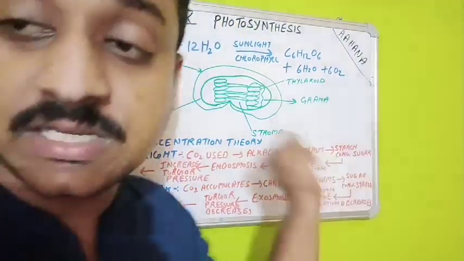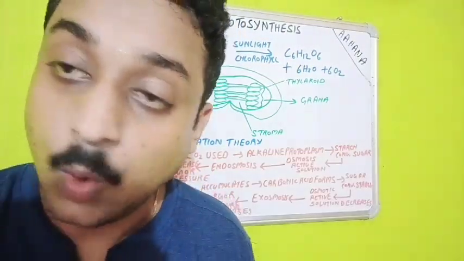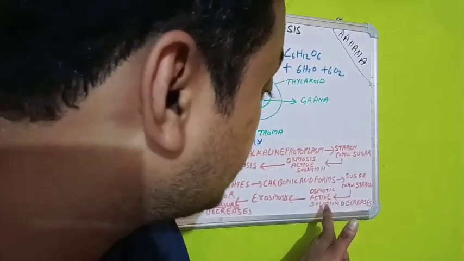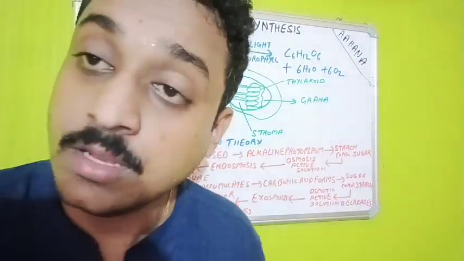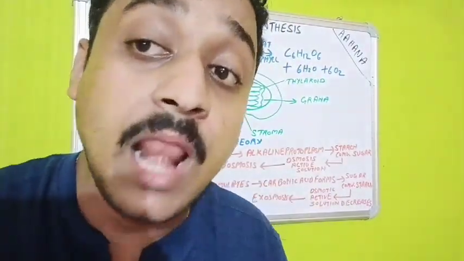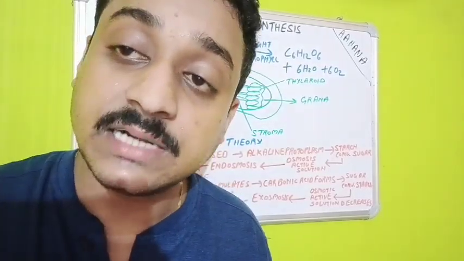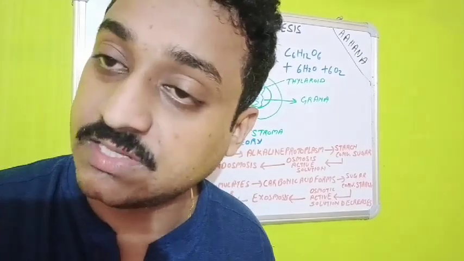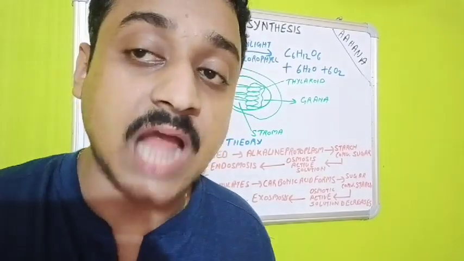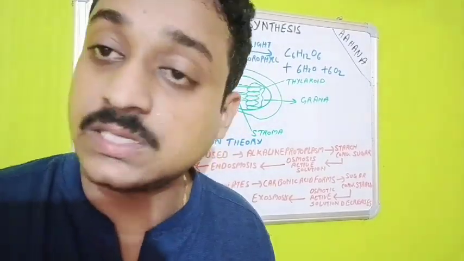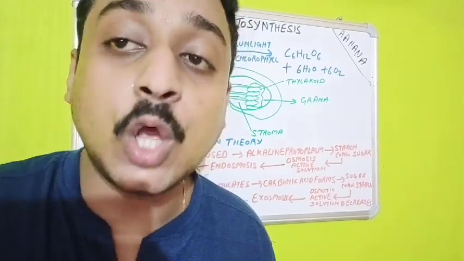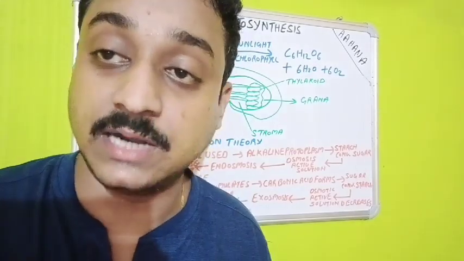Now when sugar is converted to starch, what happens? The osmotic active solution decreases. Means it is now no more solubilizing. It is now no more solubilizing in the guard cells. Means in the guard cell the water is there, and since the starch has now formed, this starch is now no more solubilizing into the water present in the guard cells.